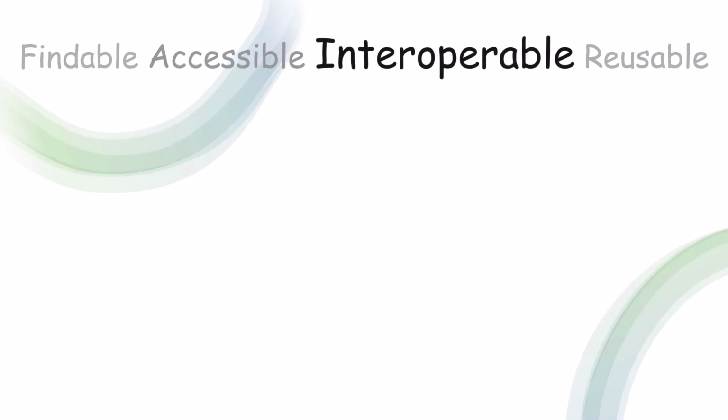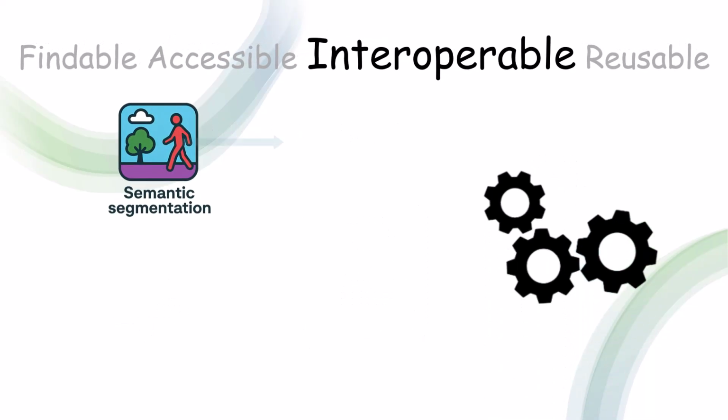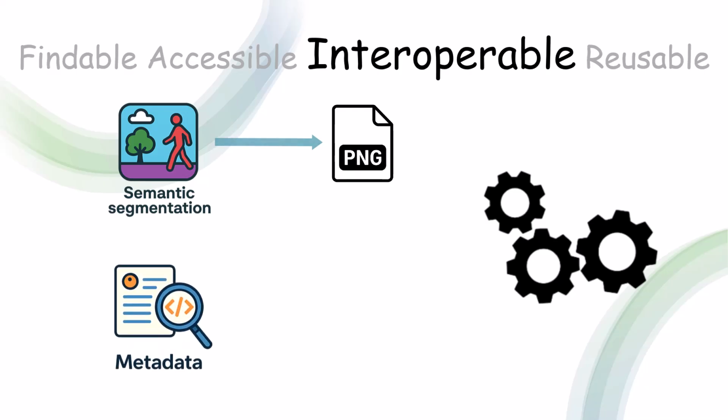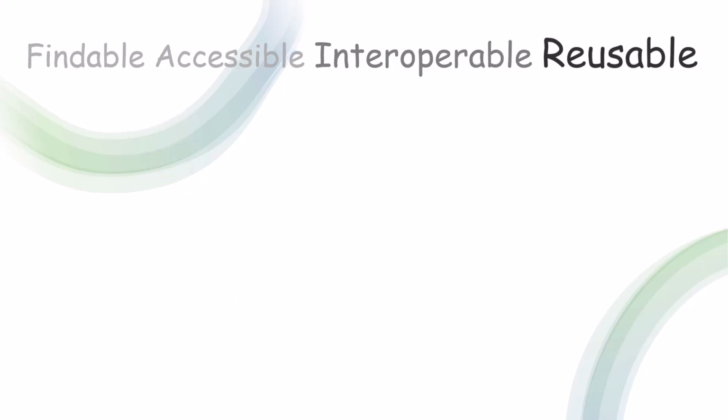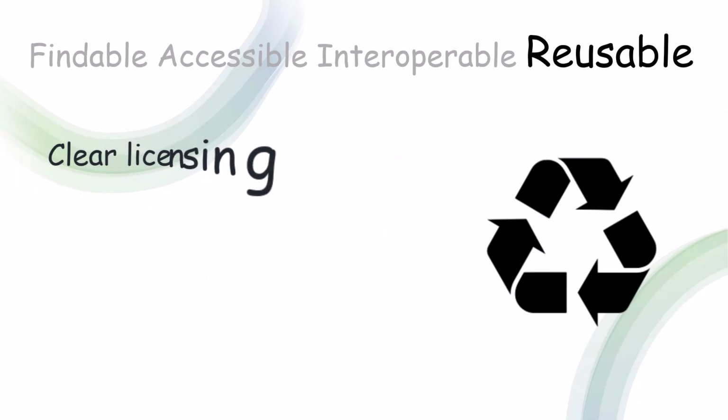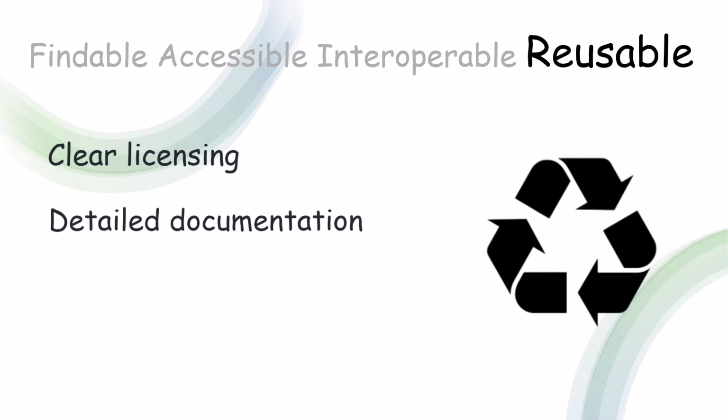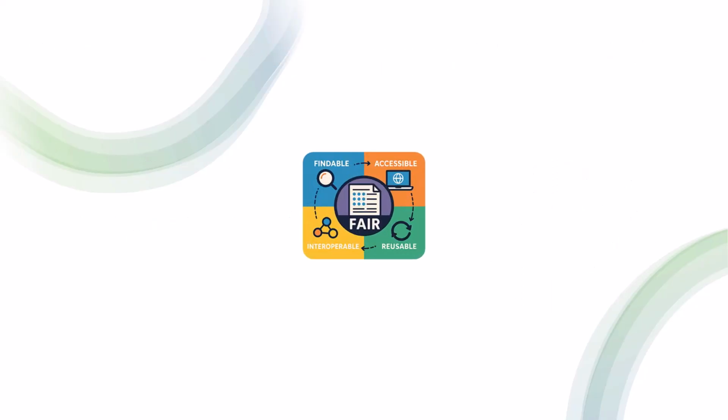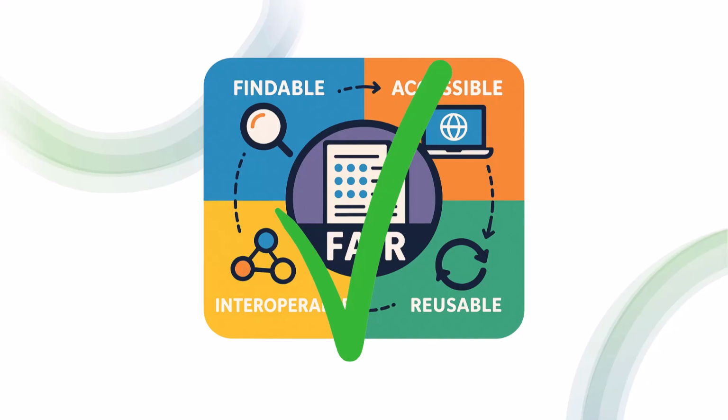Moving on to interoperability. Since the semantic labels are typically stored as indexed PNG images, where pixel values represent different classes, the metadata also complements this by providing important details in a standard machine-readable JSON file, which improves interoperability further. Finally, the reusability of SYNTHIA is supported by clear licensing and detailed documentation, which outline how the data can be used in research. In summary, SYNTHIA aligns fairly well with FAIR principles.